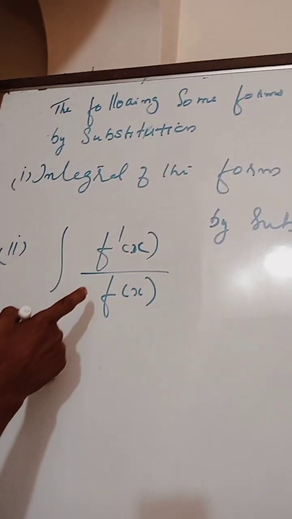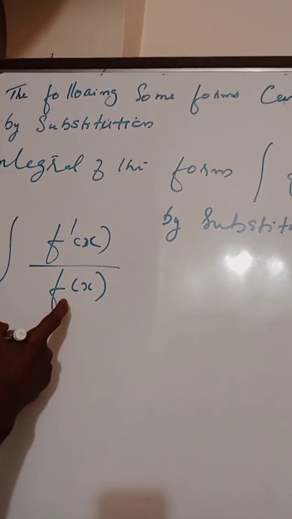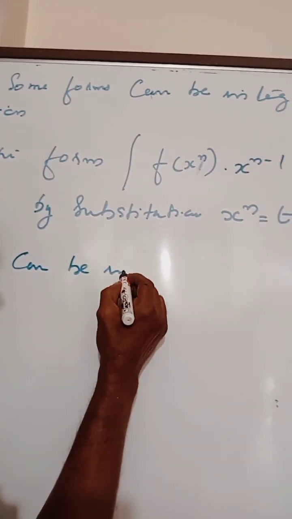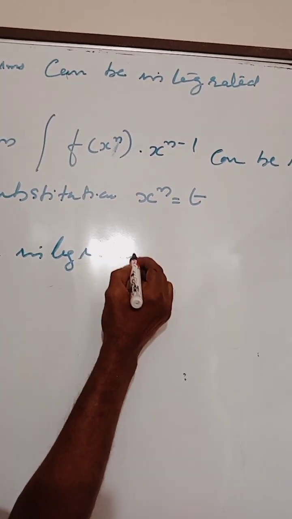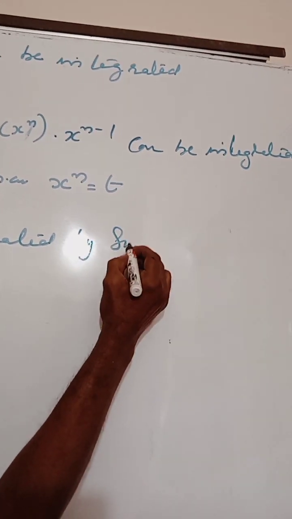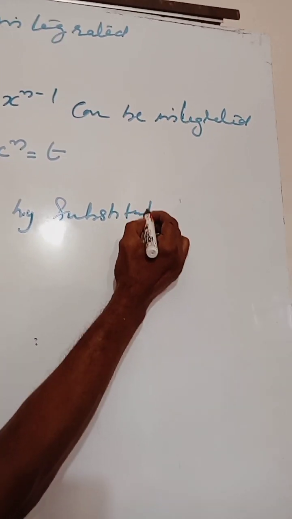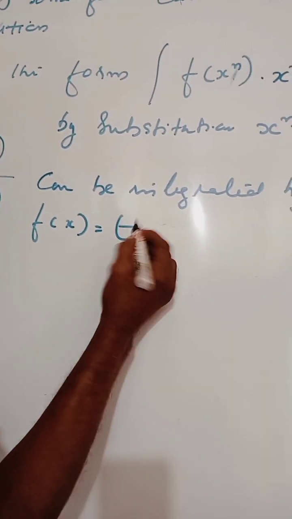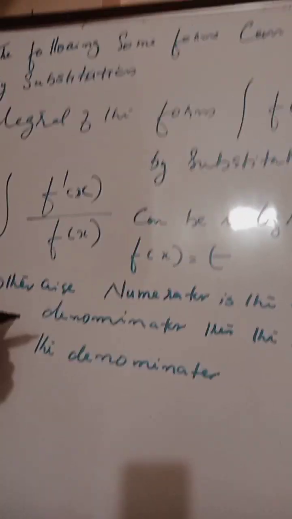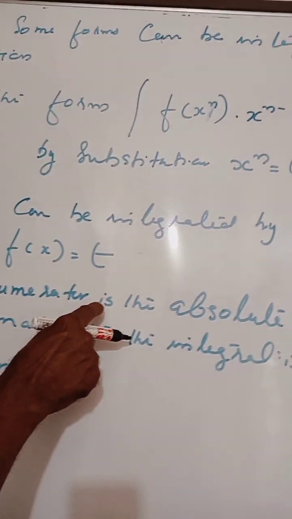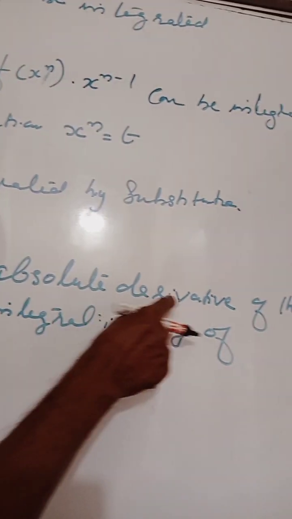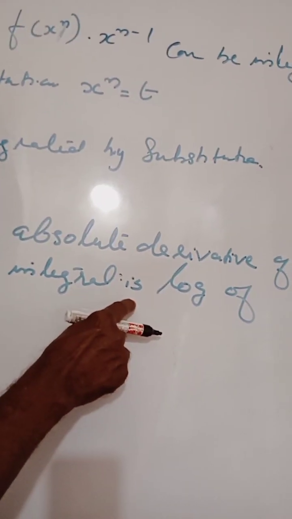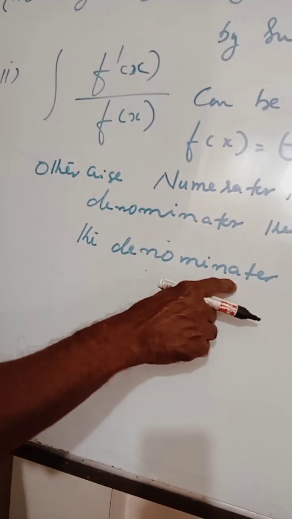In second, integral of the form f dash x divided by f of x can be integrated by substitution f of x is equal to t. Otherwise, if the numerator is the exact derivative of the denominator, then the integral is log of the denominator.